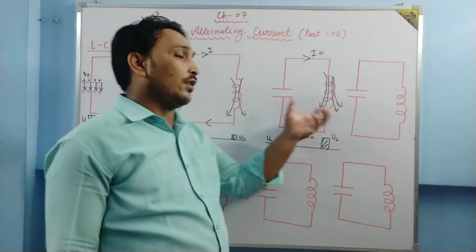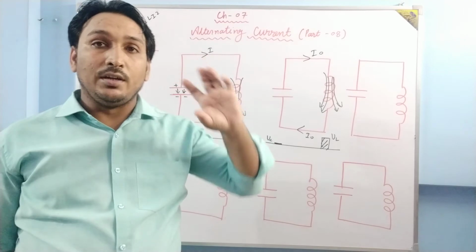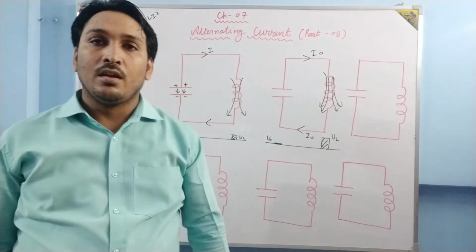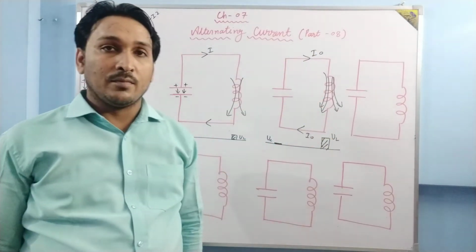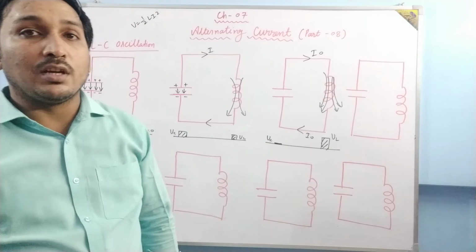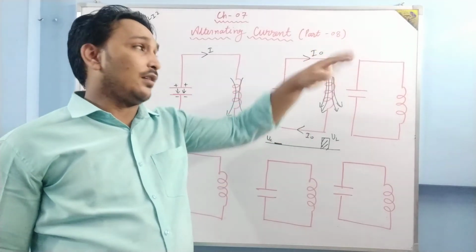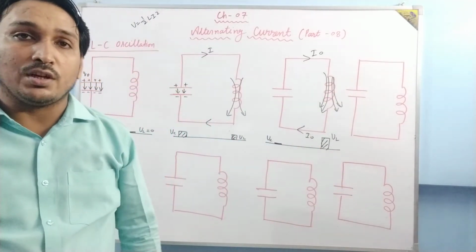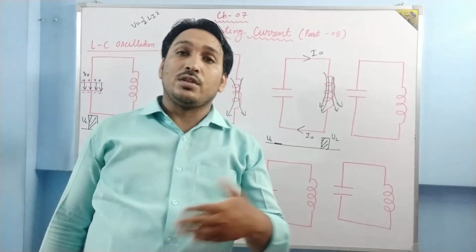Listen to me carefully. After this, what happens? Since the capacitor is now completely discharged, the current starts decreasing. And when the current starts decreasing, the magnetic flux also decreases. So there is an induced current in the circuit which supports the original current so that the magnetic flux should not change. This is the nature of the induced current, that it supports the decreasing and opposes the increasing.